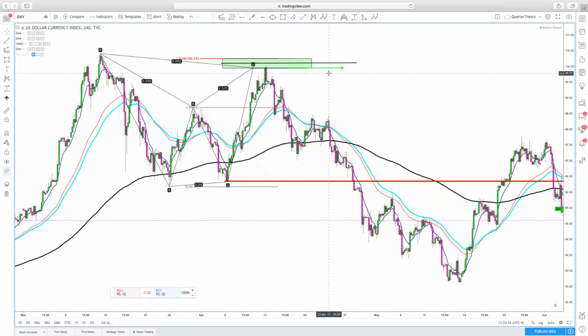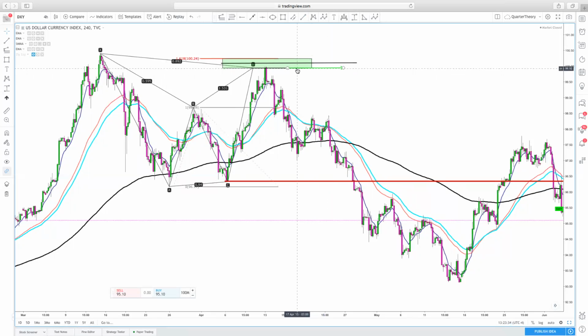So what I normally do when I'm doing sell limits is I will set my sell limit at the completion point, whether it's a crab, whether it's a shark, or whatever. In this particular case, this is a bearish bat. My D is an 886, and so therefore my sell limit would be at the 886.